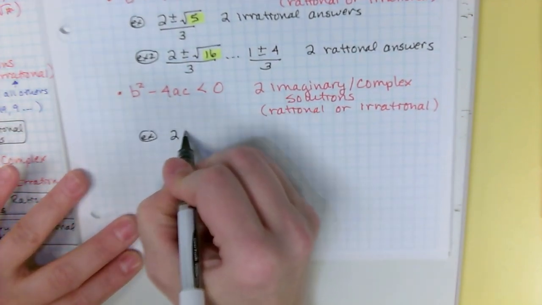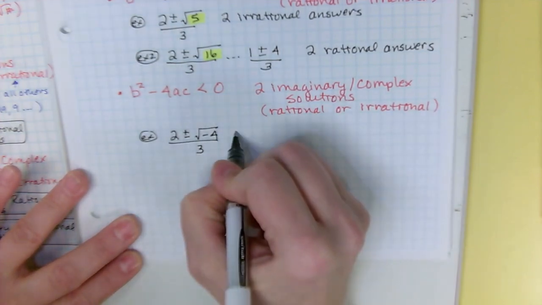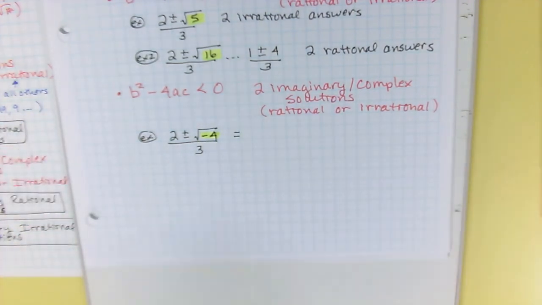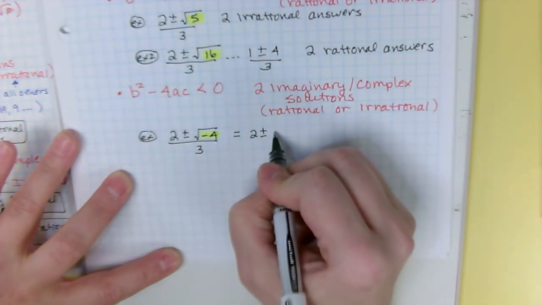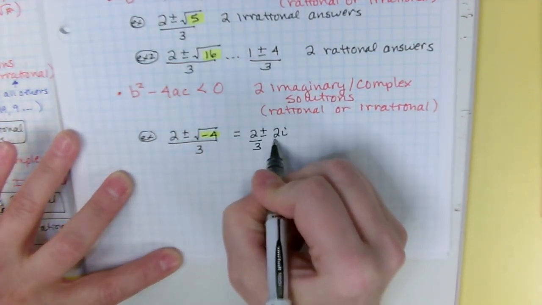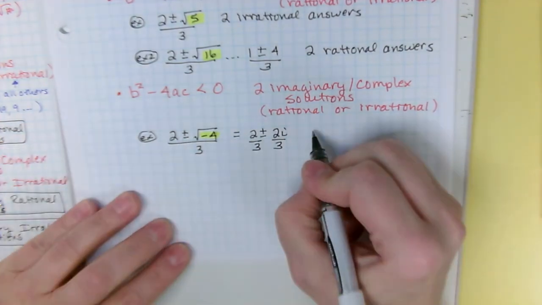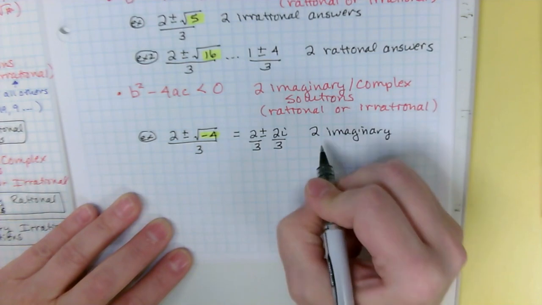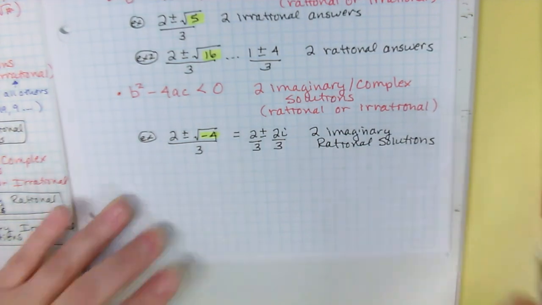Let's say you've got 2 plus and minus radical negative 4 all over 3. So the discriminant was a negative 4, which means it's going to have an imaginary number in it. In this case, 2 plus minus 2 2's, one would come out. You'd have the I, and then they would both be over a 3. So in that case, the number was a perfect square, and it was negative. So we have 2 imaginary rational solutions. Rational means whole numbers or fractions.